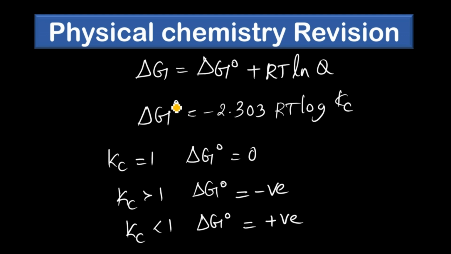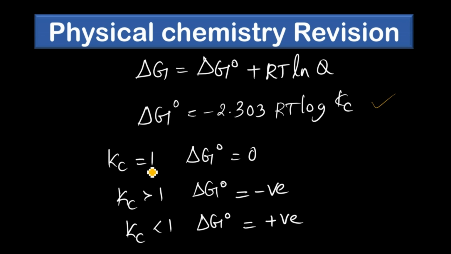Then free energy, delta G values. The equilibrium constant and reaction quotient we know. Here now we are coming to free energy change. Delta G is equal to delta G naught, the standard free energy, plus RT ln Q. Q is the reaction quotient. In terms of Kc, you can have a formula like this.